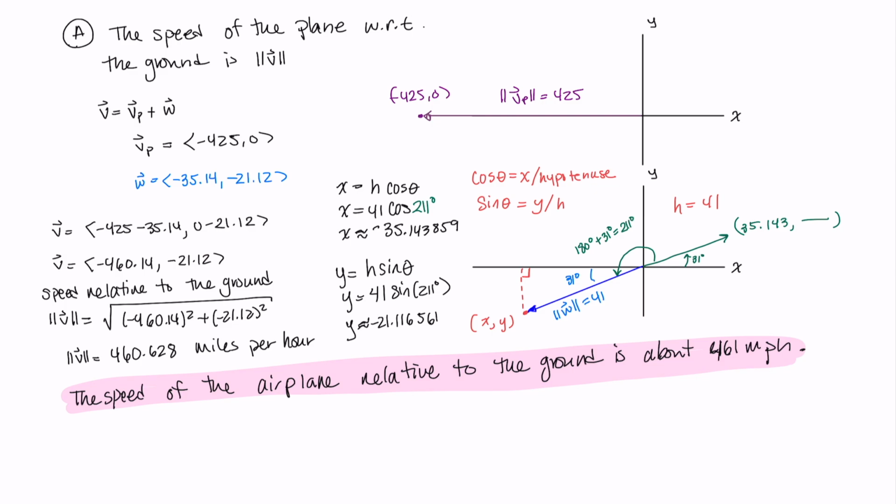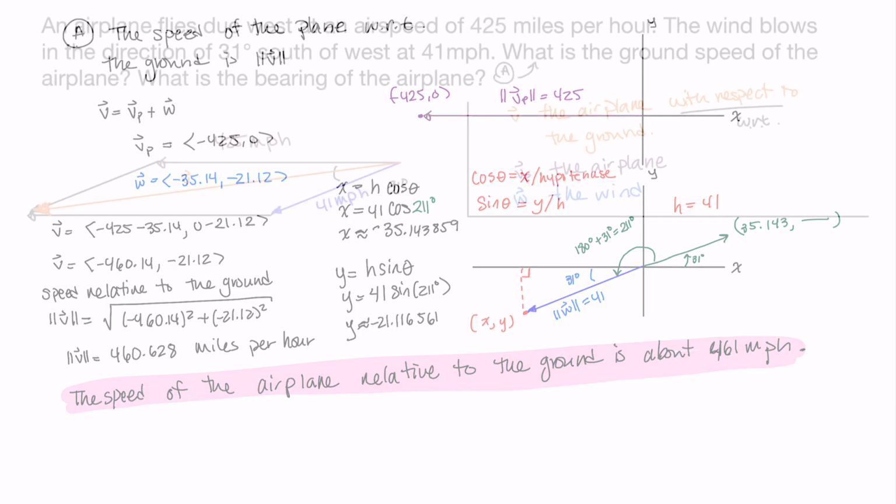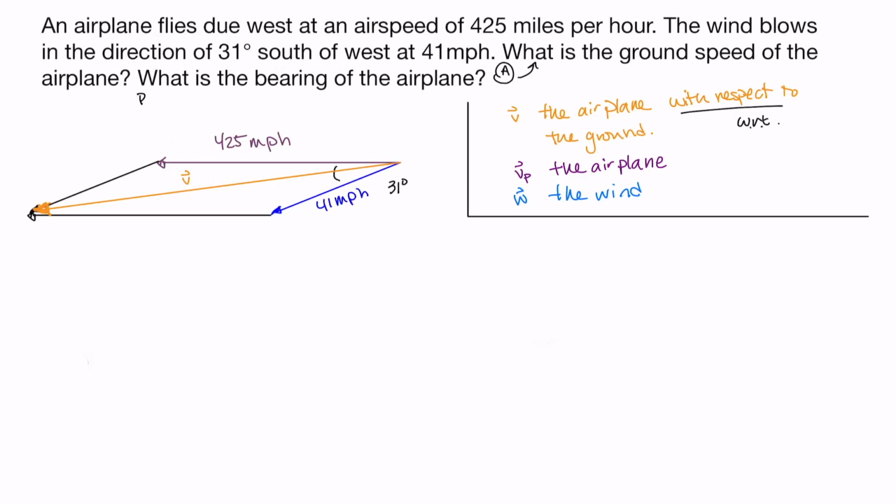Okay, now let's consider part B. For part B, what is the bearing of the airplane? So let's do another picture, and the bearing is just the angle that this resultant vector makes. So let's go ahead and draw our picture.